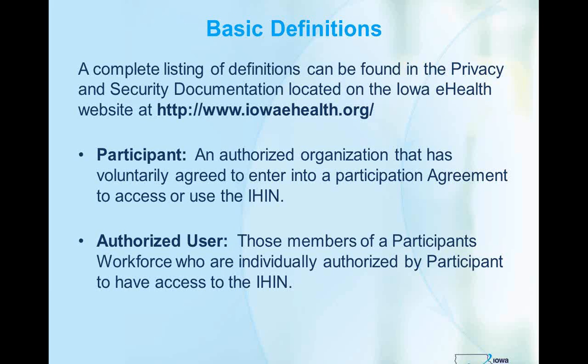There are a few terms and definitions that apply to the privacy and security policies that we will review specifically for today's training. A complete listing of the definitions can be found in the Privacy and Security Policy document located on the eHealth website. A participant is an authorized organization that has voluntarily agreed to enter into a participation agreement to access or use the IHIN. An authorized user is a member of a participant's workforce who is individually authorized by a participant to have access to the IHIN.